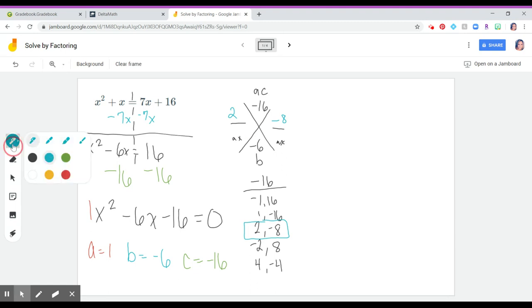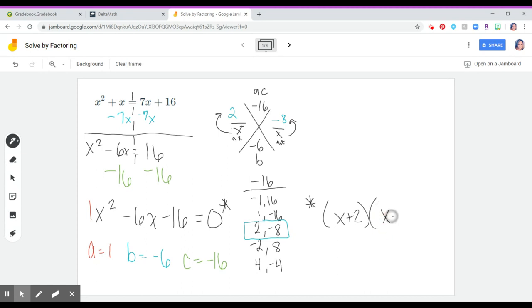And remember, on the bottom of this fraction, we write Ax. So I have x and x. We want to write 1x. And we read from bottom to top. So what I'm doing is rewriting this expression right here to now be x plus 2, x minus 8, and that equals 0. So all we've done is factored at this point.